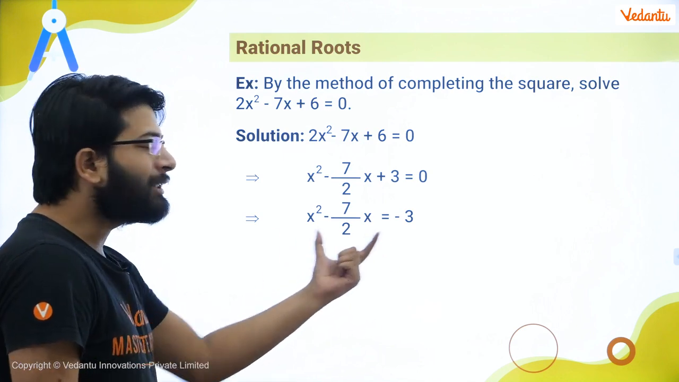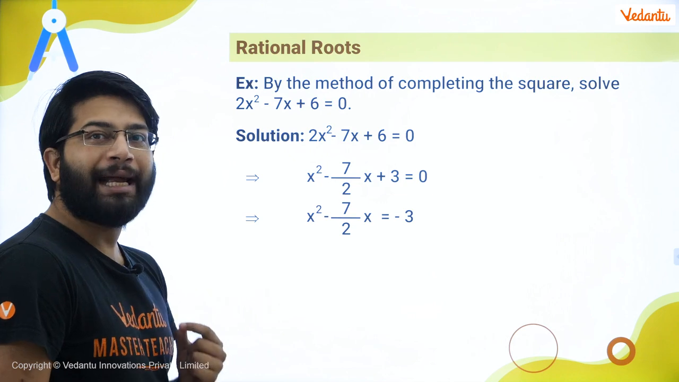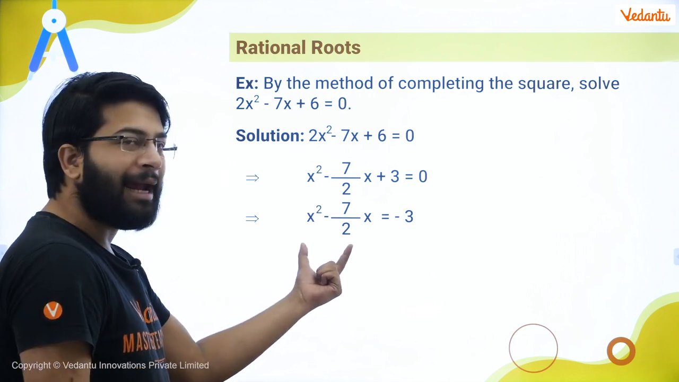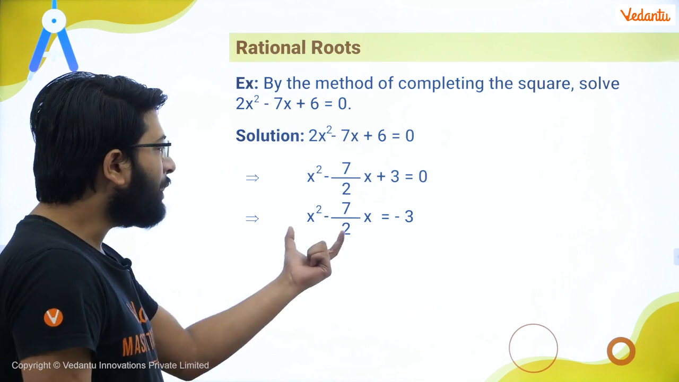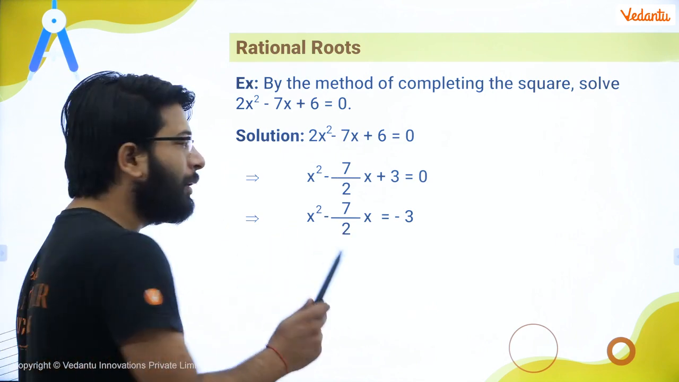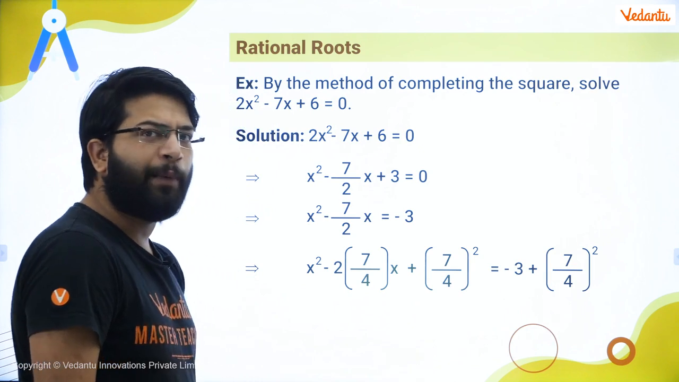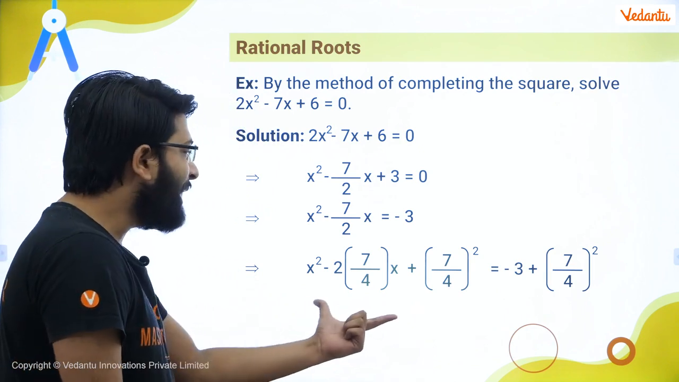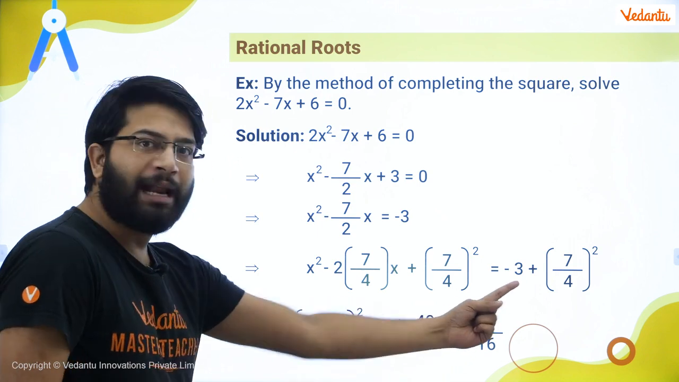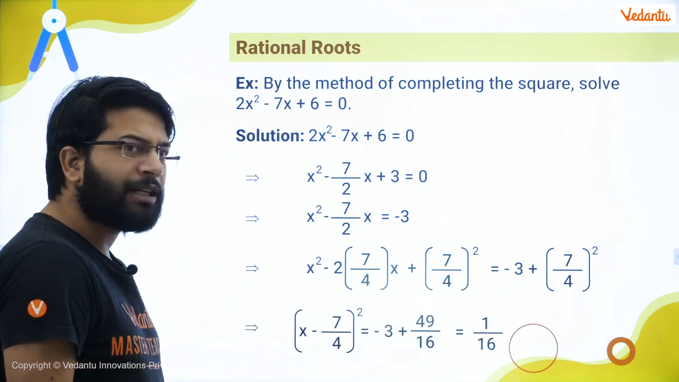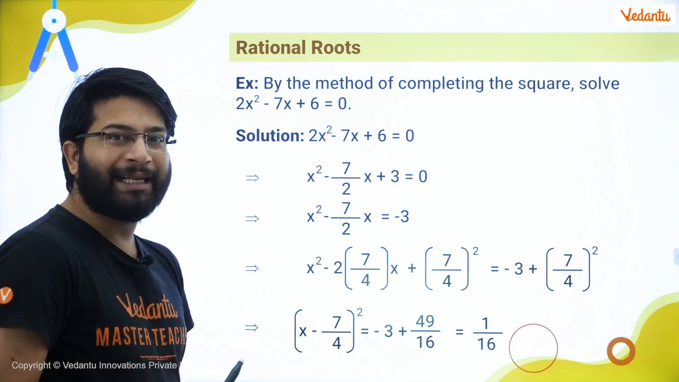Now on both sides we have to add one term. And what is that term? Coefficient of x divided by 2, whole square. So that will be 7 by 4 to the whole square. So champ, I have added 7 by 4 to the whole square on both sides. Now my left hand side is always a perfect square, and the right hand side is coming to be 1 upon 16.